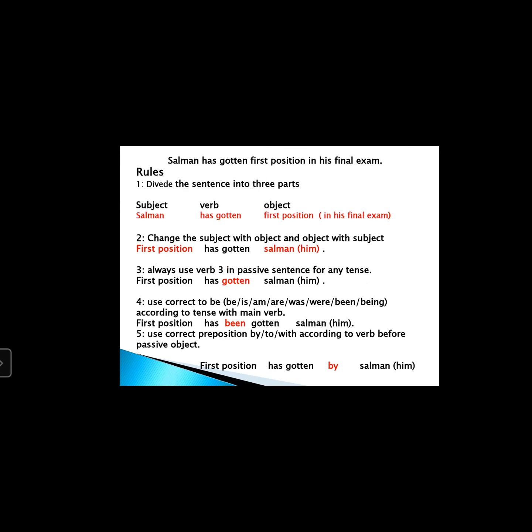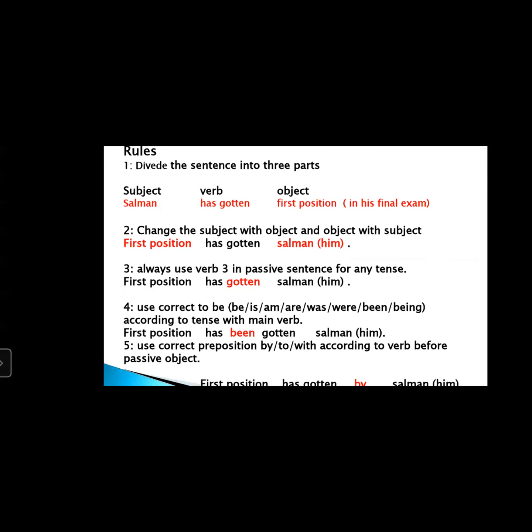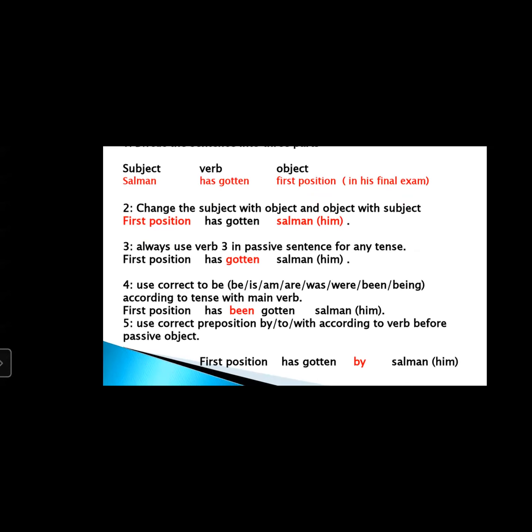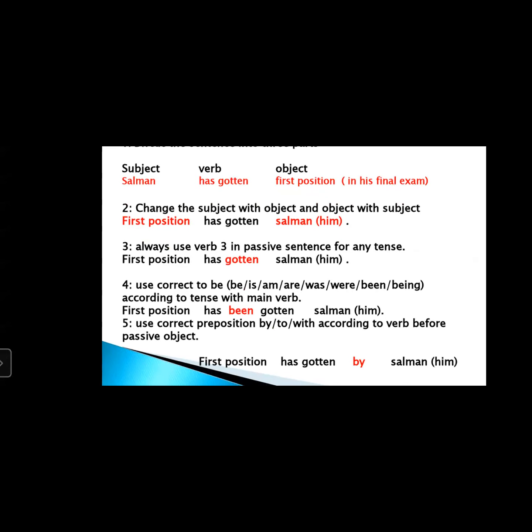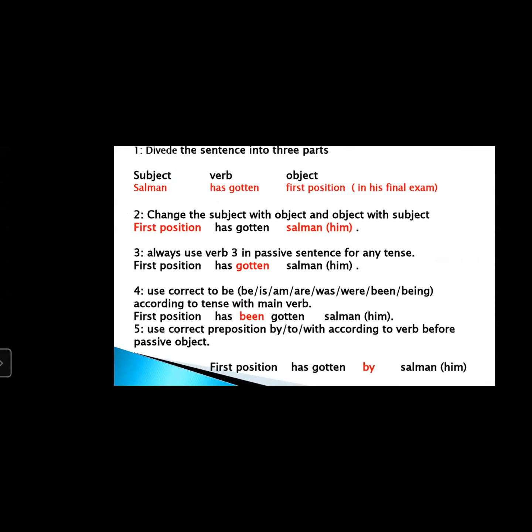Okay, rules. Salman has gotten first position. We divide that sentence into three parts: Salman, subject; has gotten, verb; first position, object. Change the subject with the object and the object with the subject: first position has gotten Salman. And here, according to the tense, first position has been gotten by Salman. So these are the rules which we have to follow.